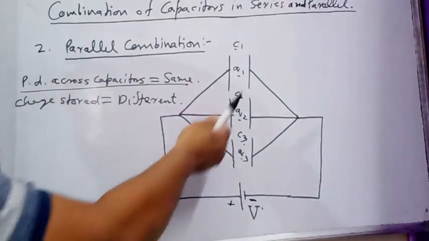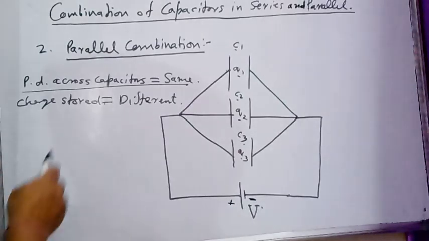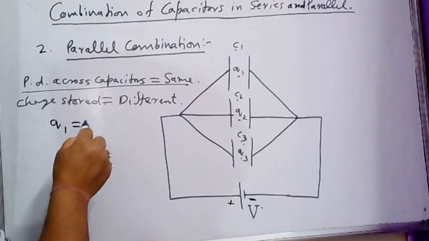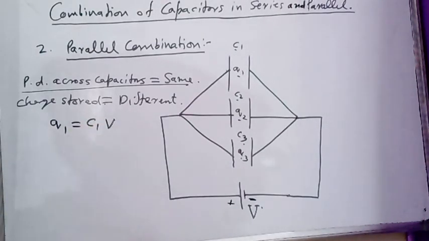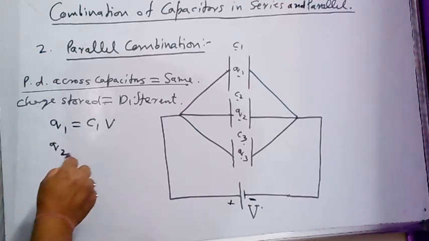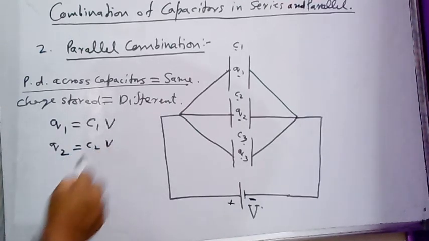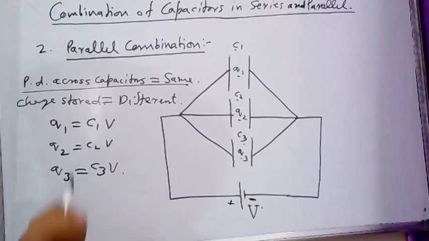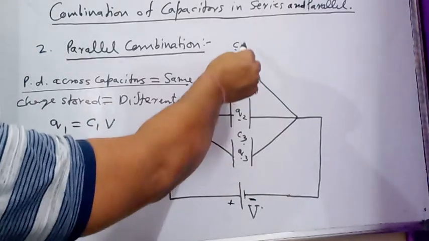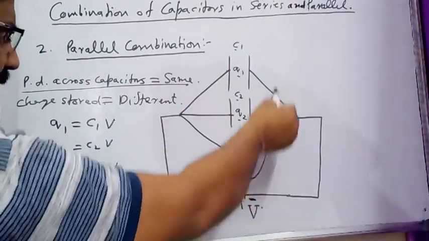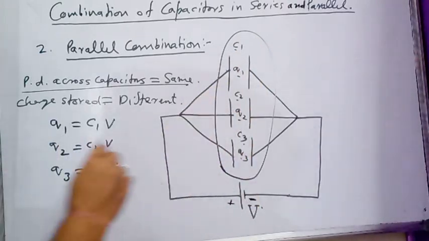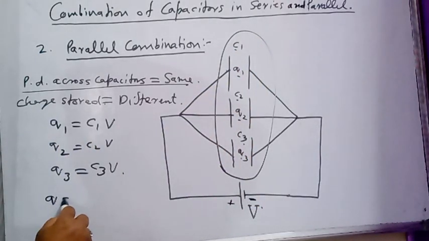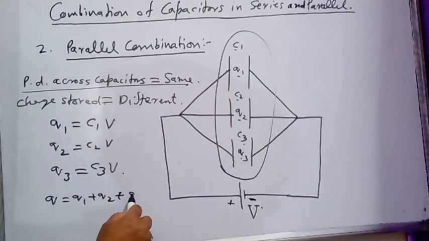So what can be the value of charge stored by the first capacitor? Charge stored by the first capacitor Q1 is equal to C1 into V. Charge stored by the second capacitor Q2 equals C2 into V. And charge stored by the third capacitor Q3 is equal to C3 into V. So what can be the total amount of charge stored by this combination? Charge stored by the combination Q is equal to Q1 plus Q2 plus Q3.